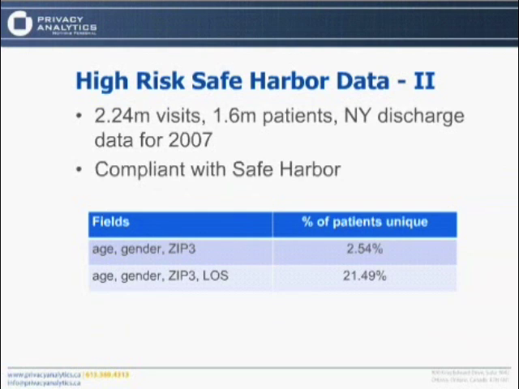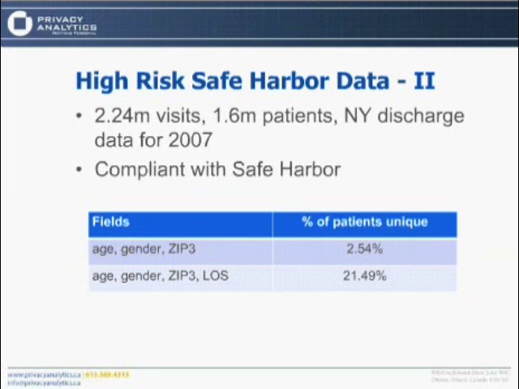And then the second example, this is a real data set. This is the New York Discharge Abstract data for 2007. There are 2.24 million visits and there are 1.6 million patients. And I created a Safe Harbor compliant data set with age, gender, and ZIP3. And for that population of patients, who have been hospitalized, on age, gender, and ZIP3, 2.54% of the patients are unique.